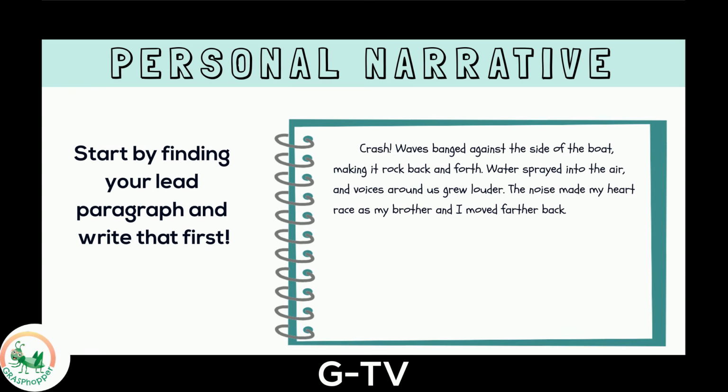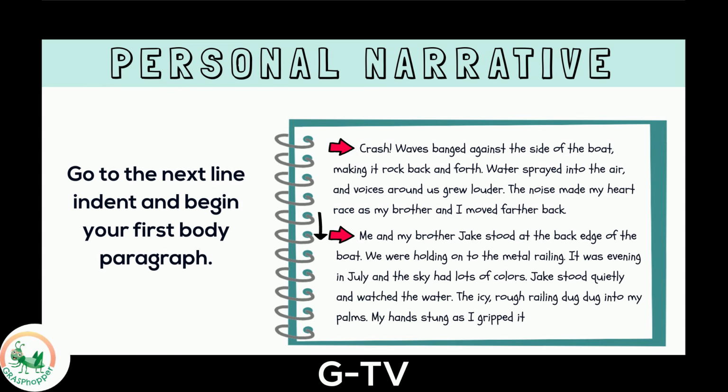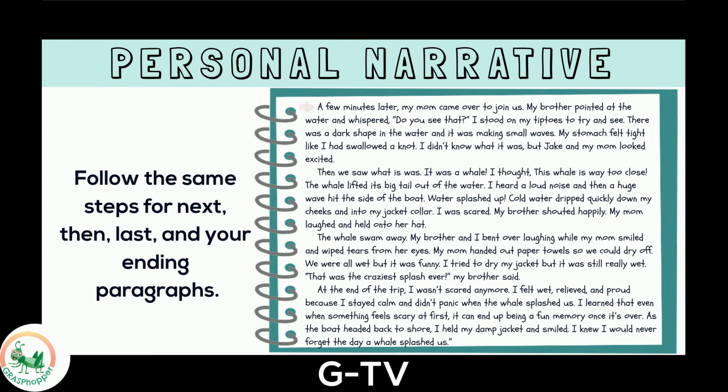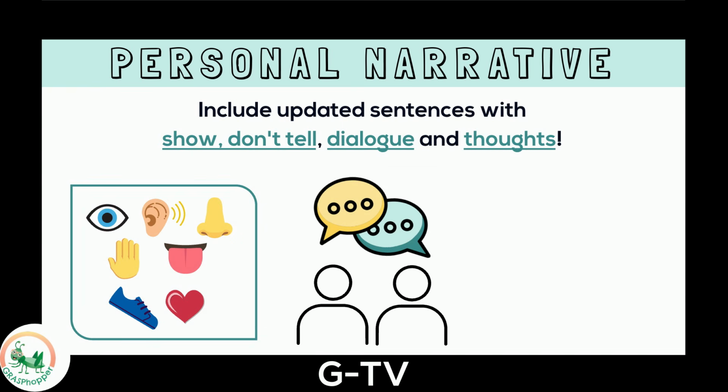Start by finding your lead paragraph and write that first. Be sure to indent at the beginning of the paragraph. When that paragraph is finished, go on to the next line, indent, and begin your first body paragraph. Then follow the same steps for next, then last, and your ending paragraph. Each part of the story should start on a new line with an indent. As you write your paragraphs, be sure to include the updated sentences with show don't tell, dialogue, and thoughts.